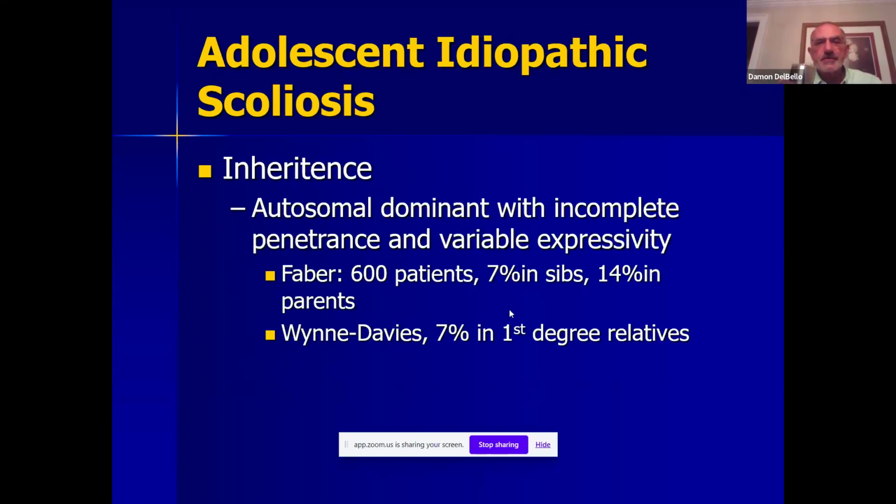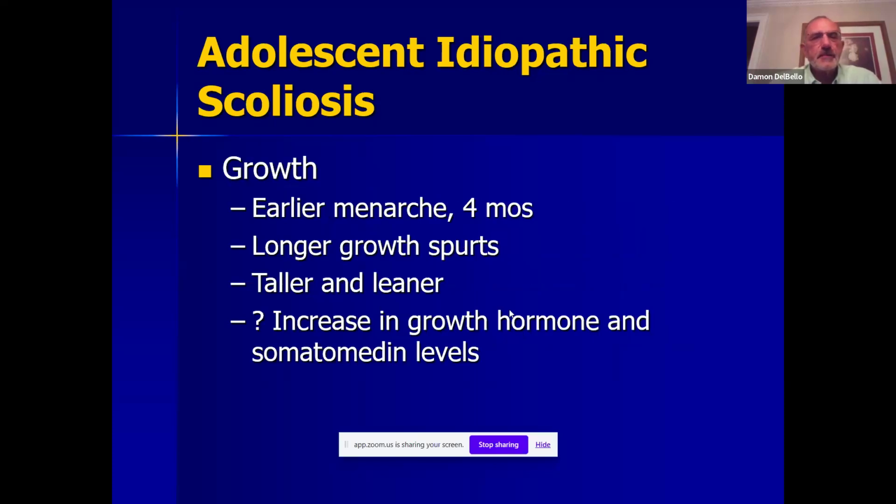It's an autosomal dominant disease, but very complex. There's been at least 50 genes associated with the onset of scoliosis and the progression of scoliosis. The expressivity is variable. And we don't know if there are any environmental factors that play into this. These kids are tall. They're physiologically younger with an earlier menarche. And there are various hormonal changes, such as increased growth hormone and somatomedin levels.